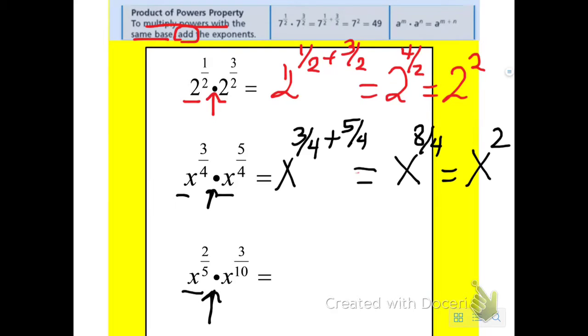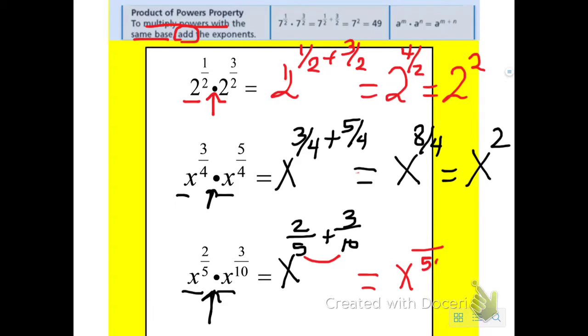The last example, using the product of powers property, again I'm multiplying, so that's the product. I've got the same base, so I'm going to add my exponents, so I'm going to say x to the 2/5 plus x to the 3/10. And that's where we have to go back and remember what we did with our denominators, because we have to have a common denominator. So that's going to give me, if I multiply here, 10 as my denominator, or 50.